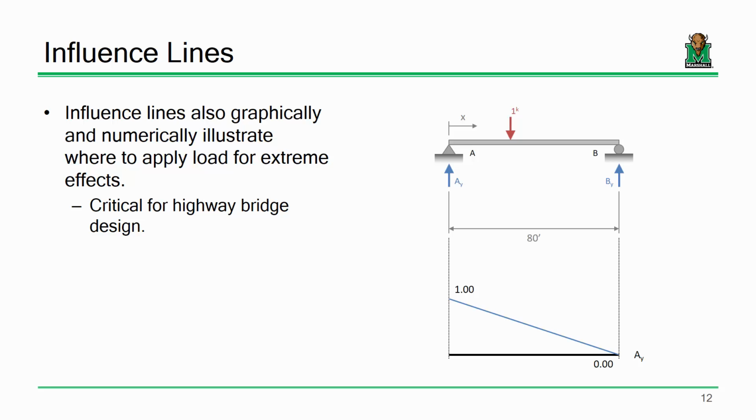Influence lines do 2 really important things for us as bridge engineers. Number 1, they graphically tell us where to put the load. Let's keep in mind what this is talking about. This is the influence line for the reaction at A.